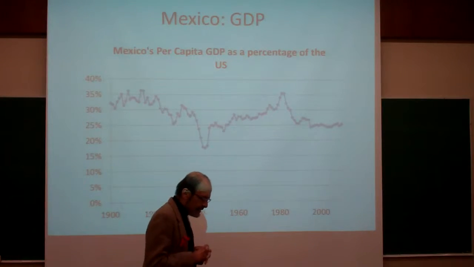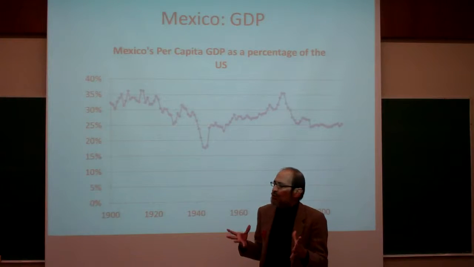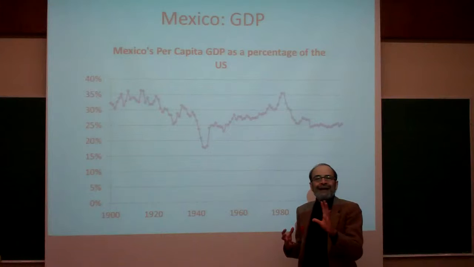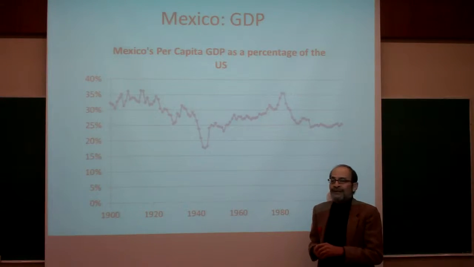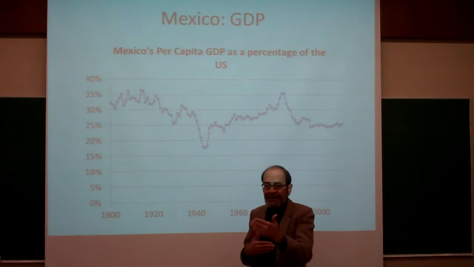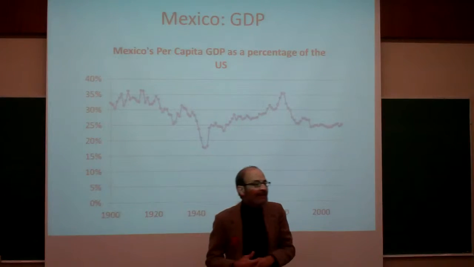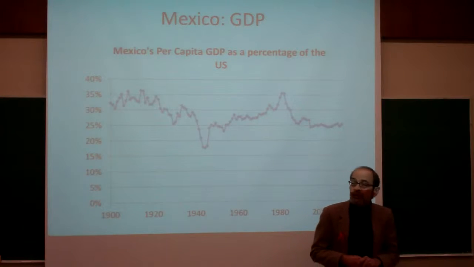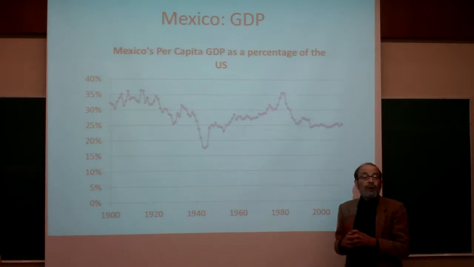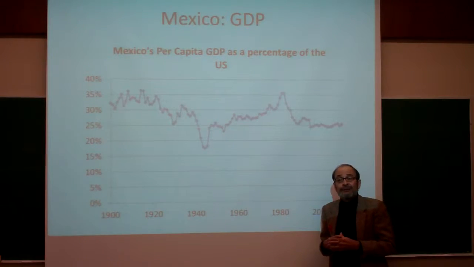So this is the picture, and this to some extent explains why we see waves of migration towards the US. As you can imagine, as Mexico becomes poorer relative to its neighbor, this gives people an incentive to go across the border. This is not the only reason, but this is one of the driving forces for that. The other driving force, of course, is demographics.